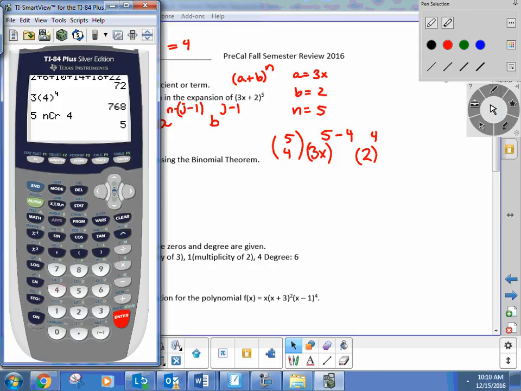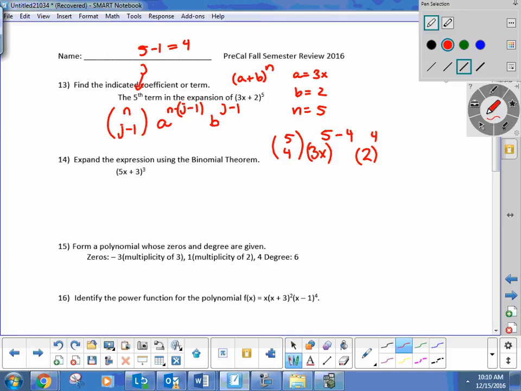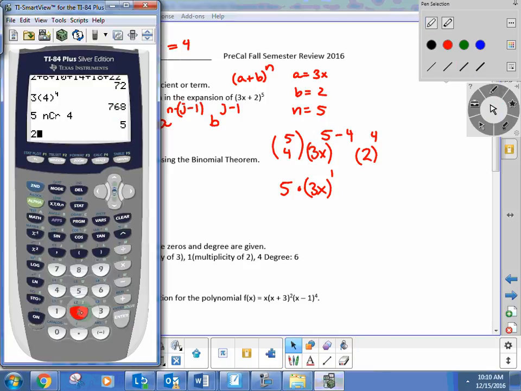See how it says 5? That means it guarantees me this will be 5. This is then going to be times 3x to the first power, and then 2 to the 4th. So we've got 2 raised to the power of 4, so it'd be 16.